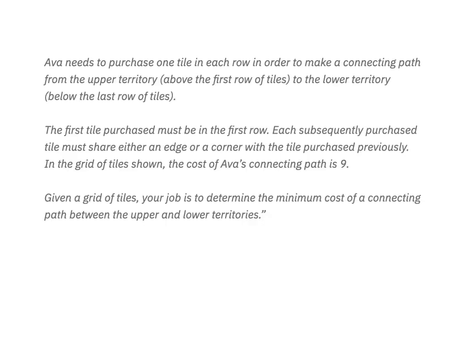Ava needs to purchase one tile in each row in order to make a connecting path from the upper territory above the first row of tiles to the lower territory below the last row of tiles. The first tile purchased must be in the first row. Each subsequently purchased tile must share either an edge or a corner with the tile purchased previously. In the grid of tiles shown, the cost of Ava's connecting path is 9. Given a grid of tiles, your job is to determine the minimum cost of a connecting path between the upper and lower territories.